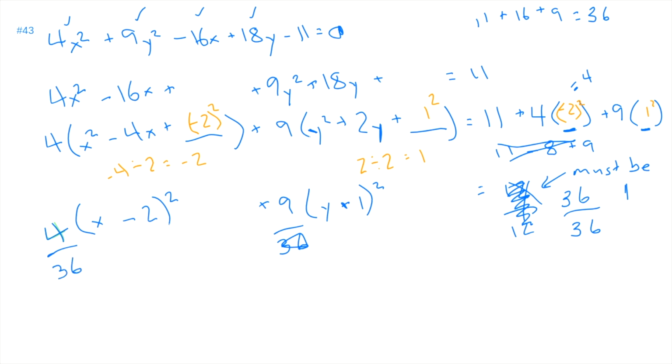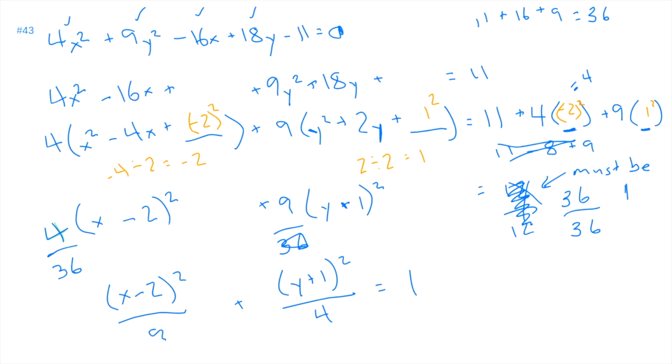What do I end up with? I get (x minus 2) squared over 9, because 4 goes into 36 9 times, plus (y plus 1) squared over 9 goes into 36 4 times, equals 1. This is the standard form of an ellipse. And I can see my h.